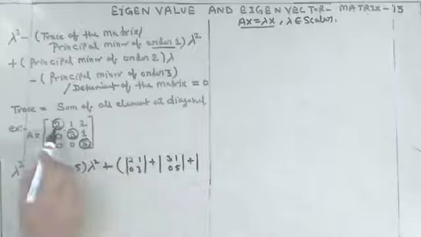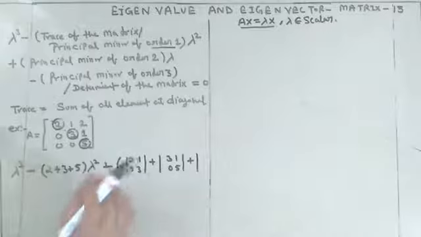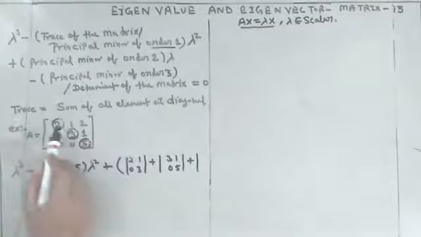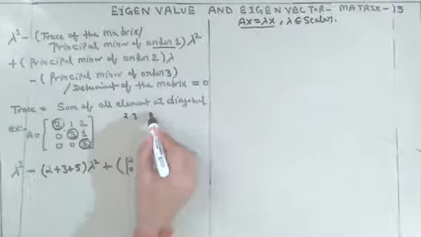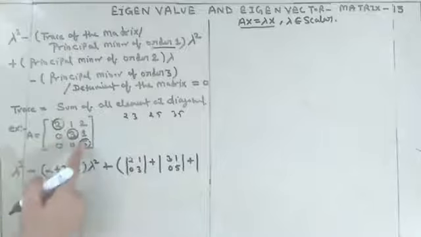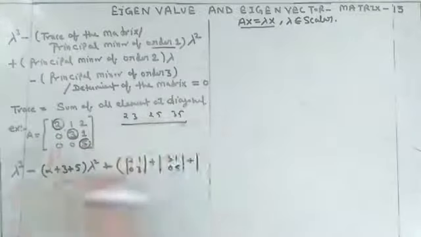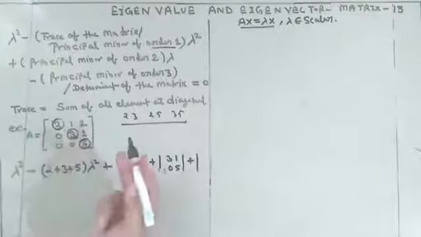Now this time you have to take 2 and 5. You have to choose only the elements that are on the diagonal. So either you take 2, 3, or 2, 5, or 3, 5. There are only 3 ways. You have to take only 2 elements.